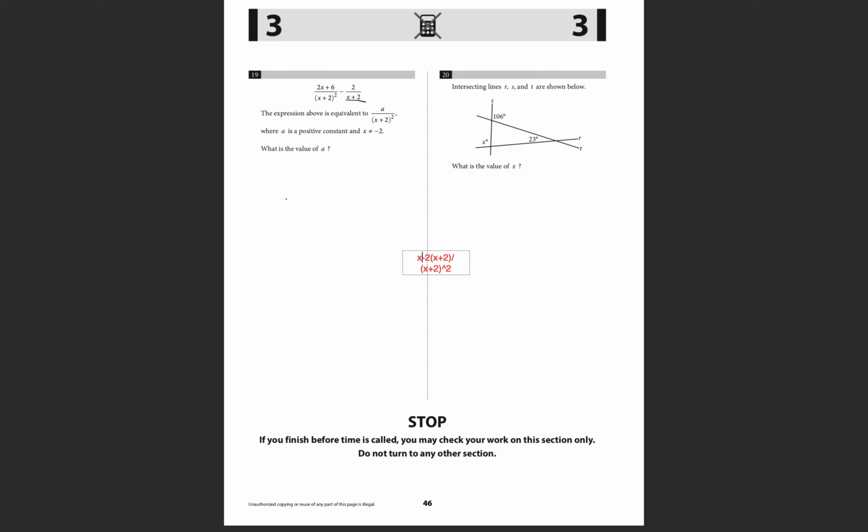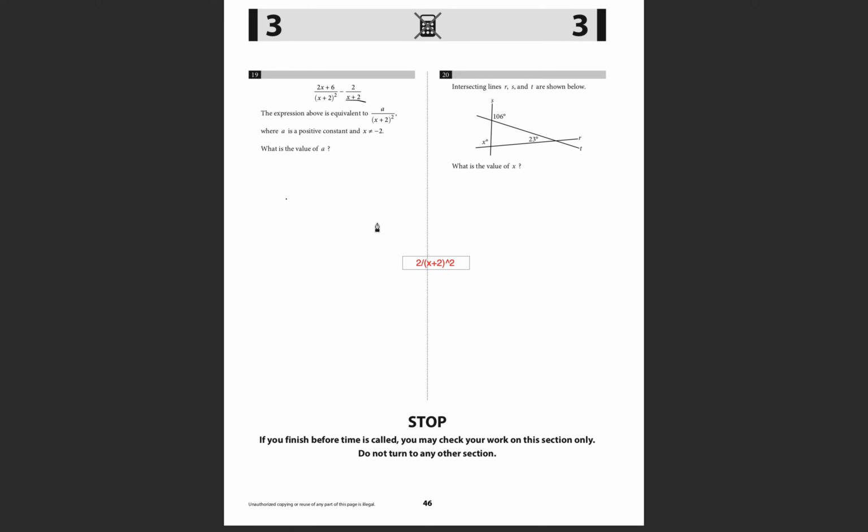So it becomes 2x plus 6 minus this. And this is 2x, this is 4. So it gives us 2. So the final function becomes this one. So a equals 2.